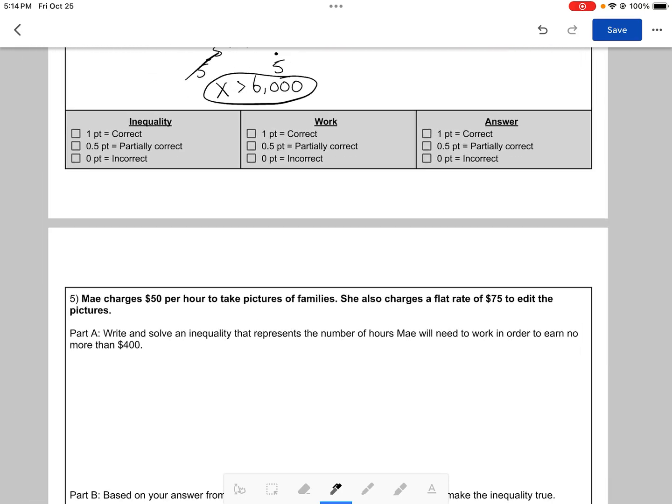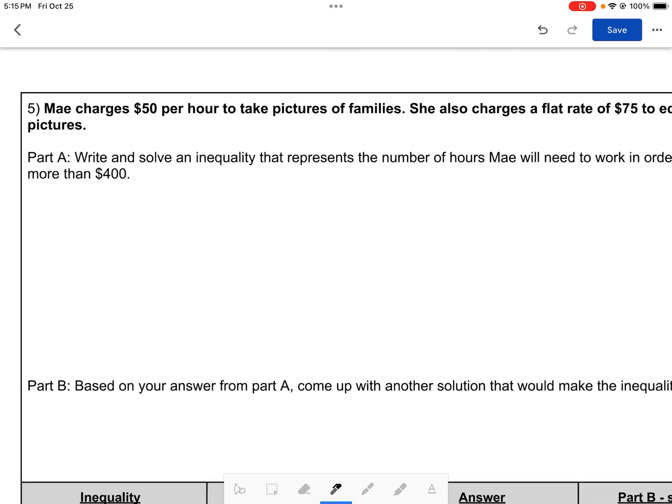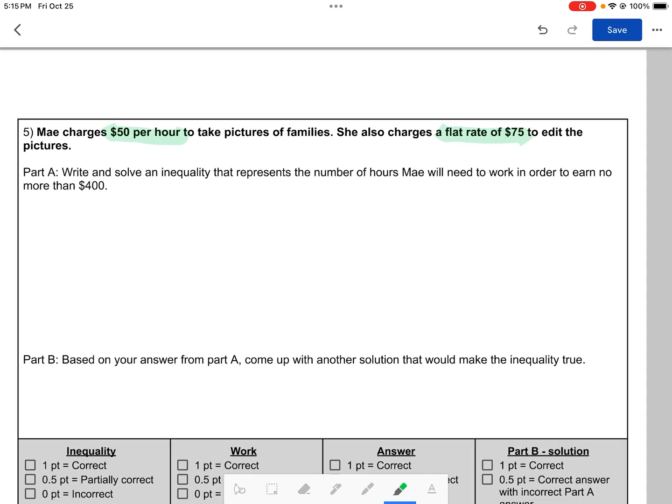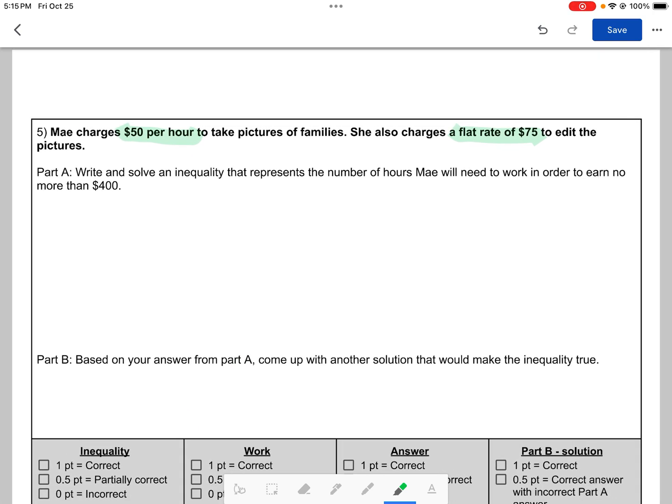All right, moving down to number 5. May charges $50 per hour to take pictures of families. She also charges a flat rate of $75 to edit the pictures. Part A says, write and solve an inequality that represents the number of hours May will need to work in order to earn no more than $400.